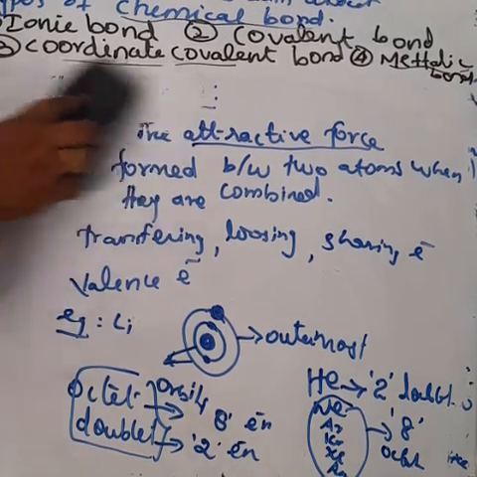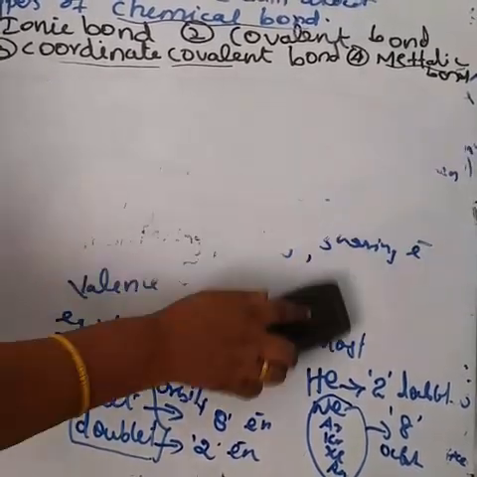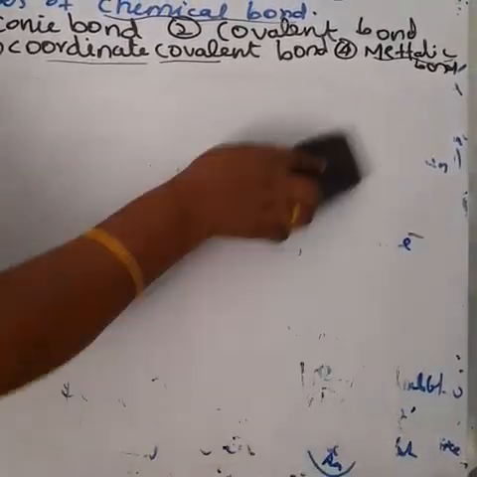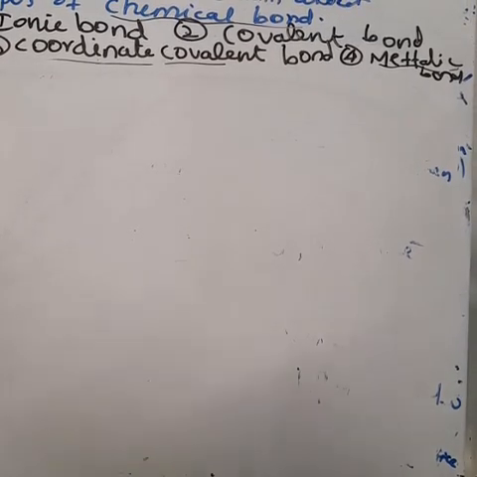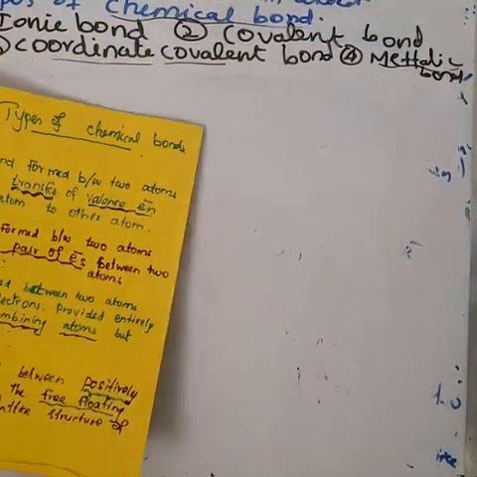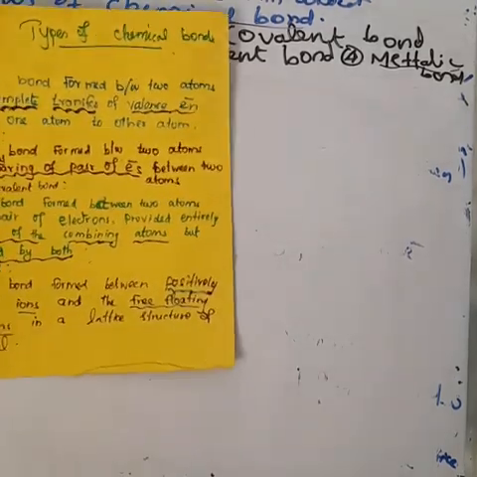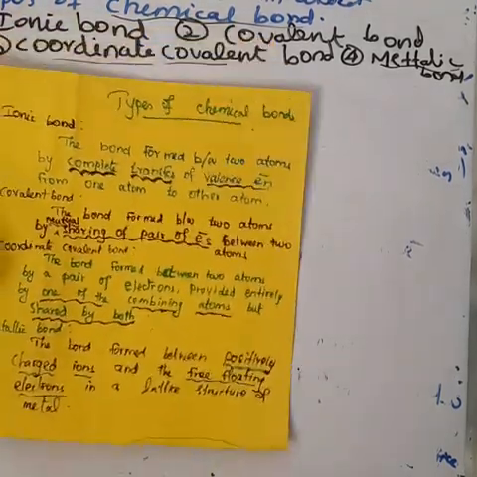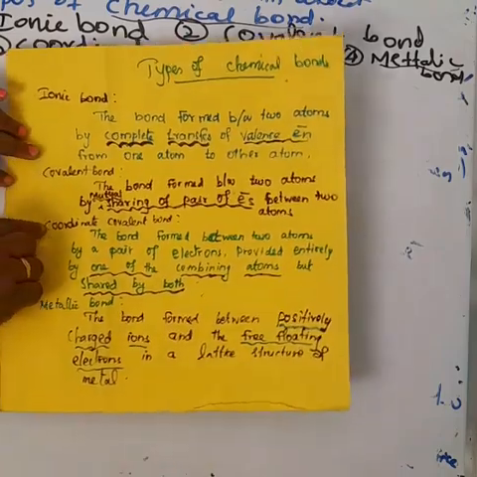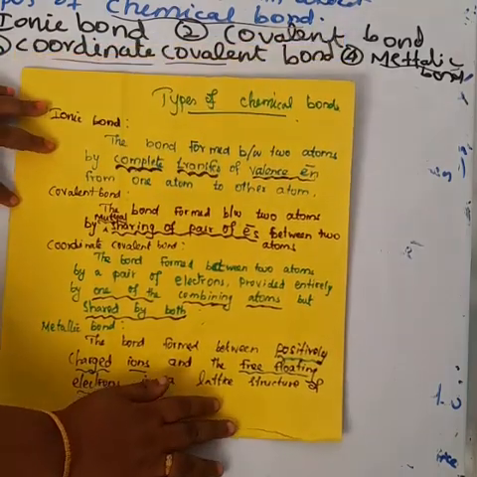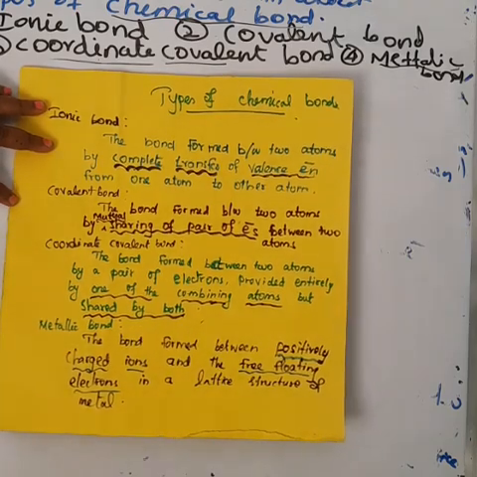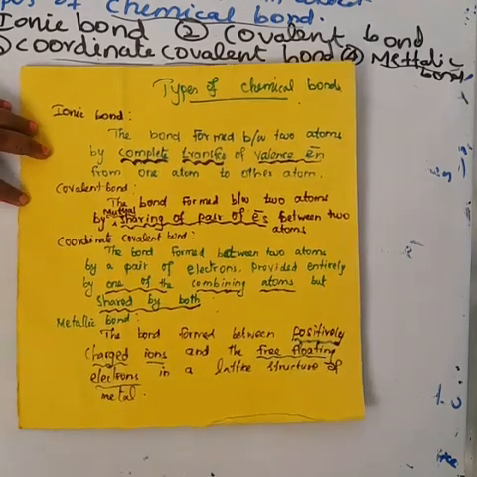Now, today we are going to study about types of chemical bond. Listen carefully. Take notes. Whatever topics I take, you should write in your note. Then only you can understand clearly. These are all the basic terms. Now, what are the types of chemical bond?